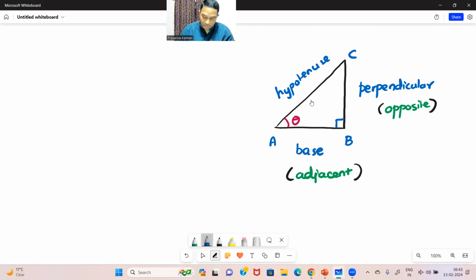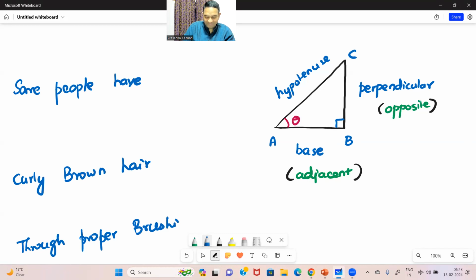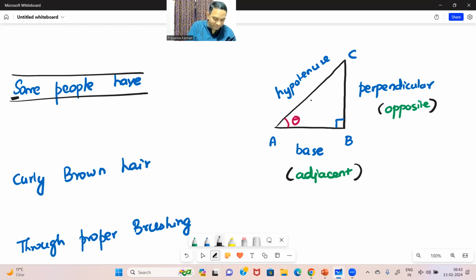If you already are thorough with remembering the formula, no problem. Otherwise, what is the mnemonic? Some people have curly brown hairs through proper brushing. What is some people have? S refers to sine theta, which is equal to perpendicular by hypotenuse.